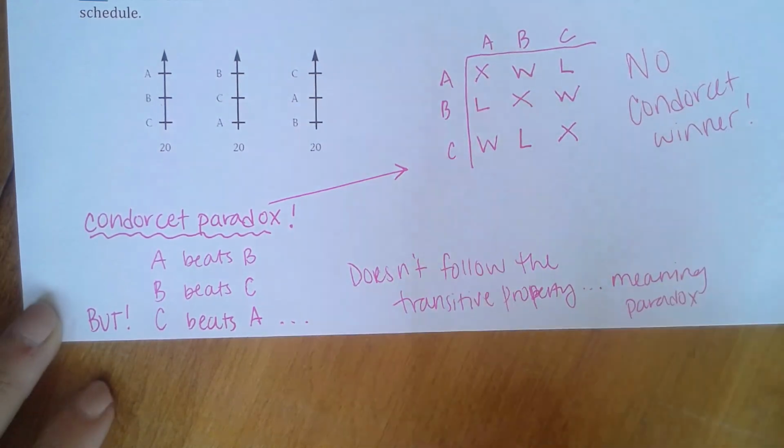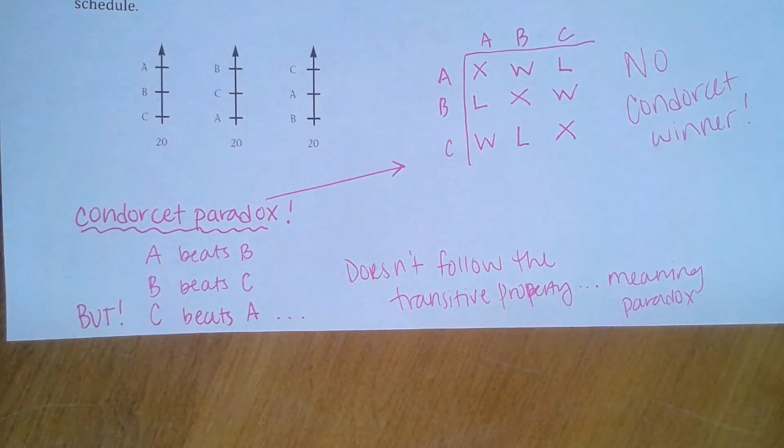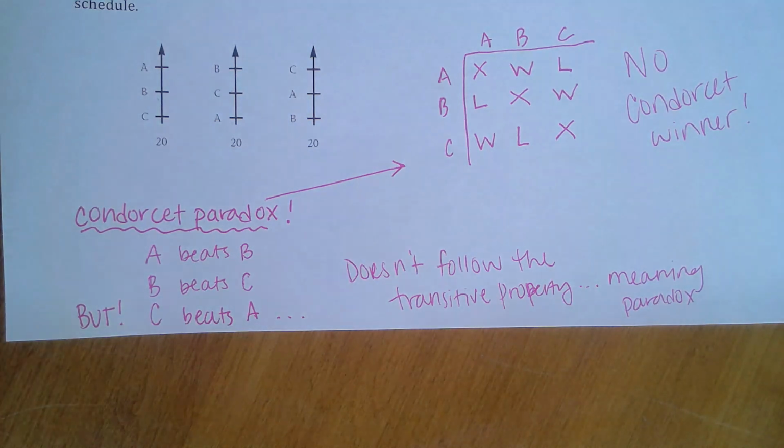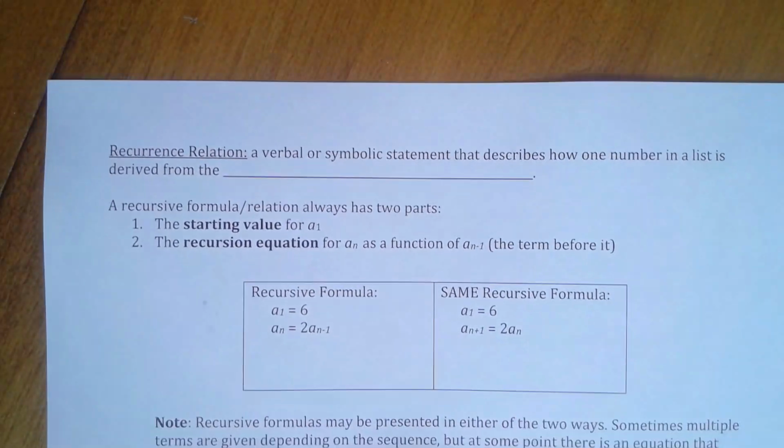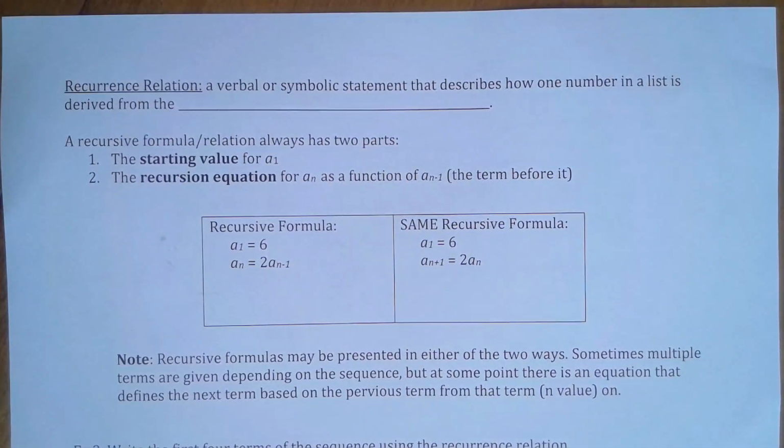It doesn't follow the rules of logic. It's a contradiction in itself. So this happens in a lot of cases where we don't have a Condorcet winner. We'll end up seeing some sort of paradox actually happen. So that's our last method that we're going to look at. The last part of today's lesson is talking about recurrence relationships. You'll also need a calculator for this section, so I would get one out.